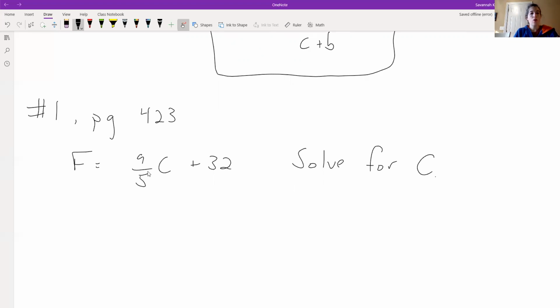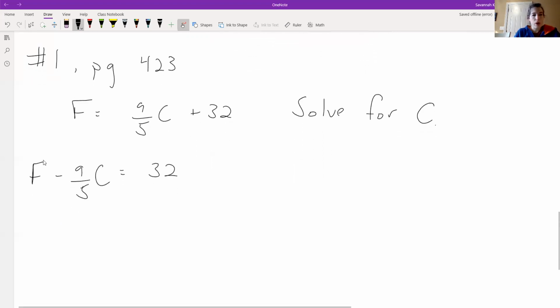Wheels are turning here. What we can do, kind of like what we did in the previous problem, let's collect any term that has C in it on the left, because we want to end up with C on the left. So that's going to require us to subtract. We can leave the F there. Let's subtract 9/5 C. So now all we've got on the right is the number 32.